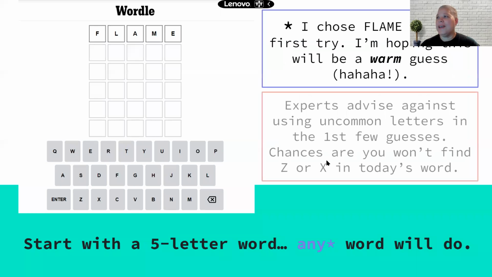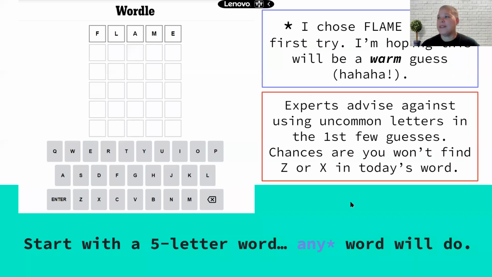Now, experts advise against using uncommon letters in the first few guesses. There are a lot of words in the dictionary, and most of them don't have Z or X or some of those less common letters. So just use the regular letters that you usually have in common words. All right.